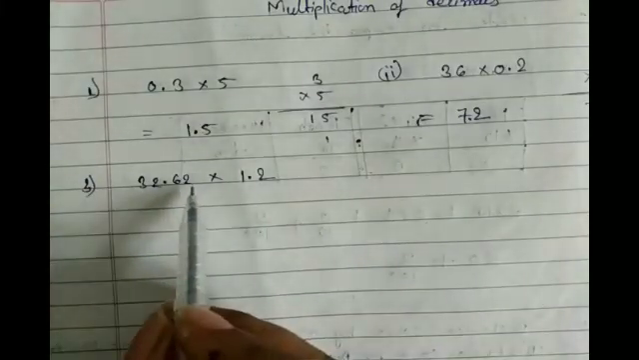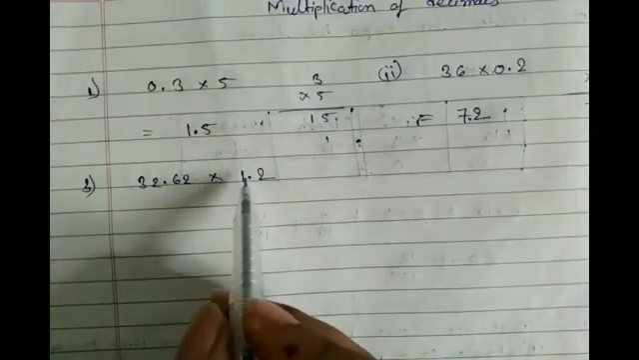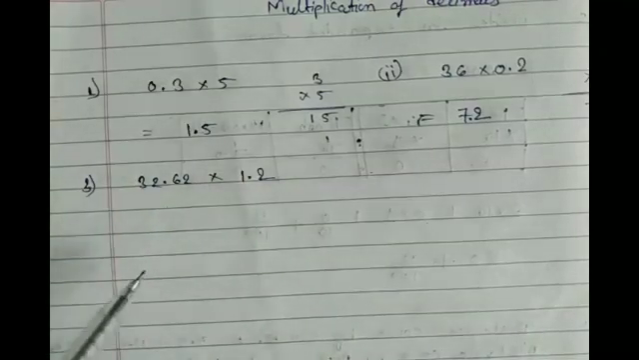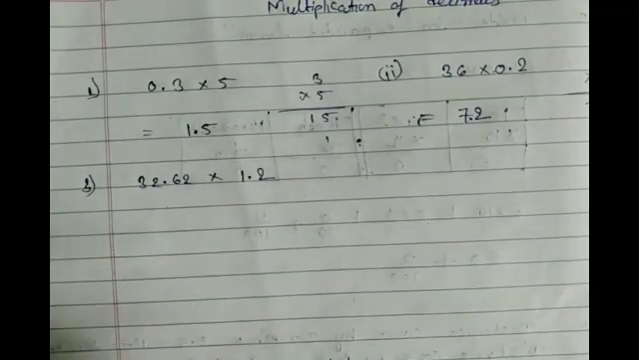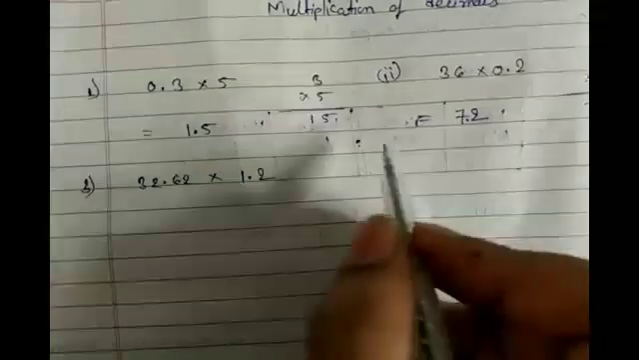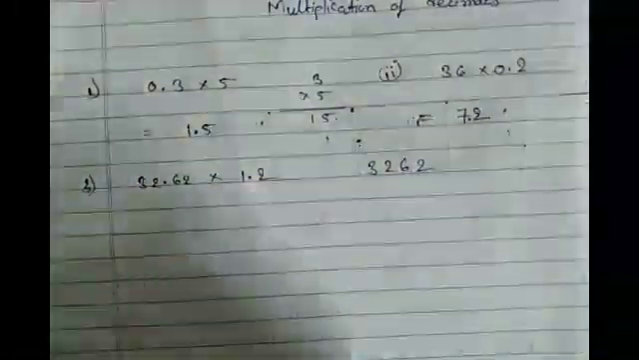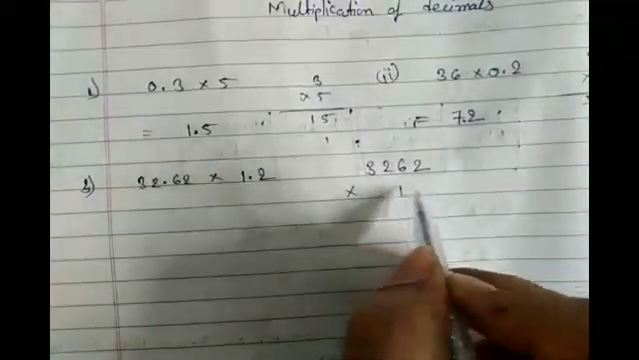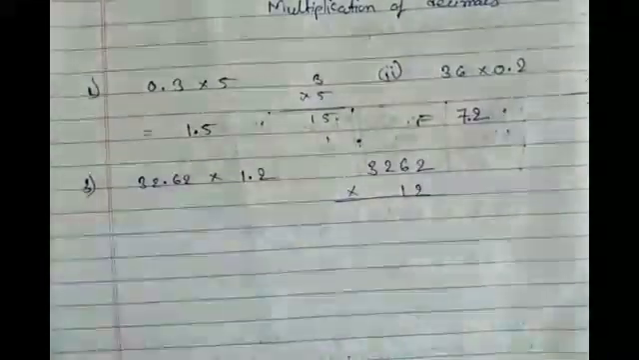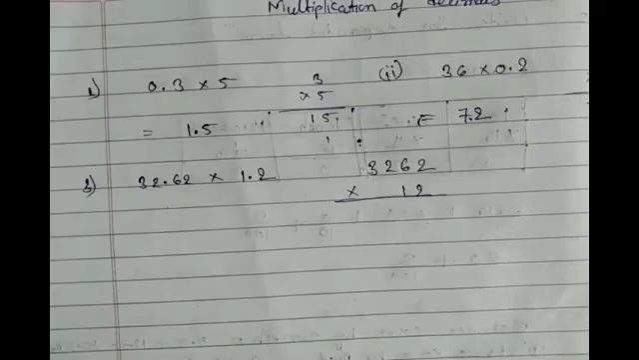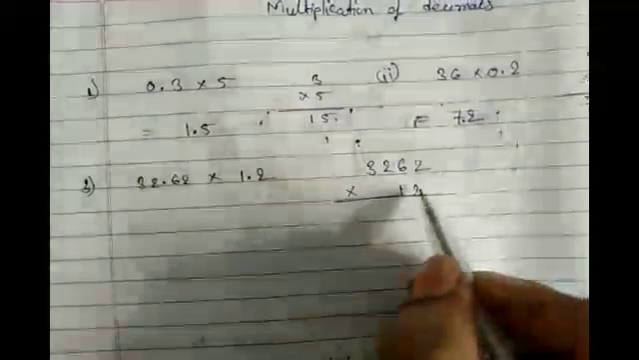Thirty-two point six two multiplied with 1.2. So first rule, ignore the decimal. So we write here, multiply with 12. We can multiply in simple form.